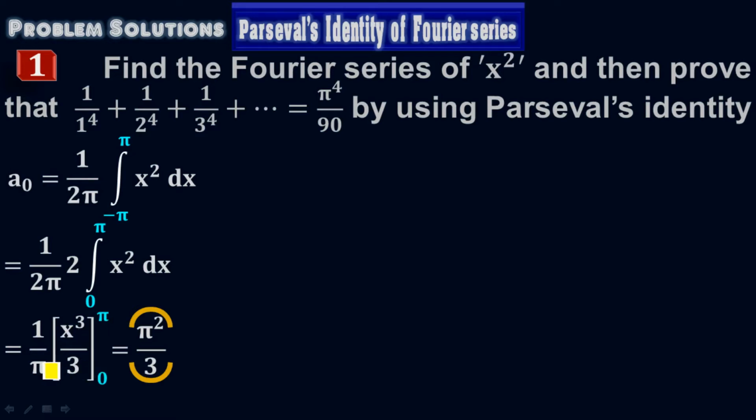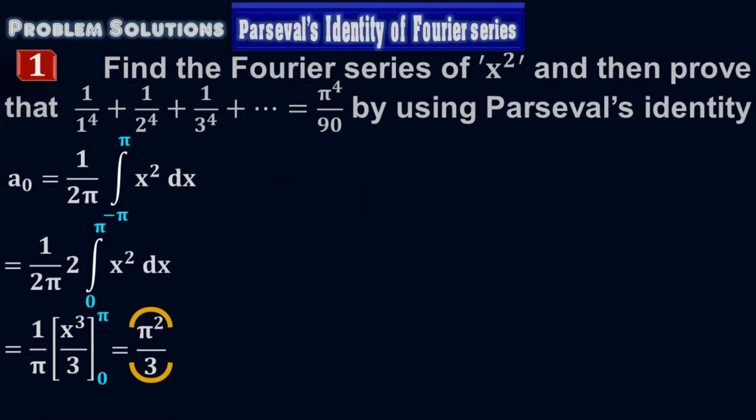Now, I have another pi here. So this pi will cancel with 1 pi here. I will be left with only pi squared. Therefore, I have pi squared over 3. This is the value for coefficient a sub naught. Now I'm going to find the value for a sub n.